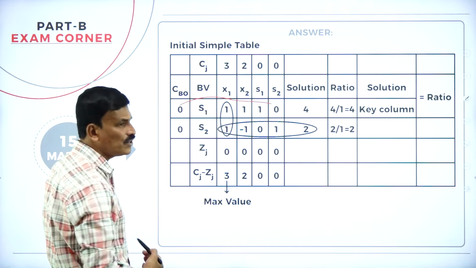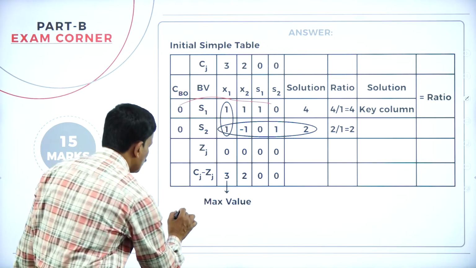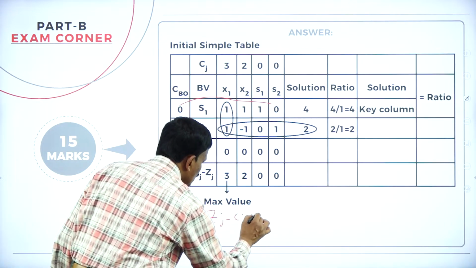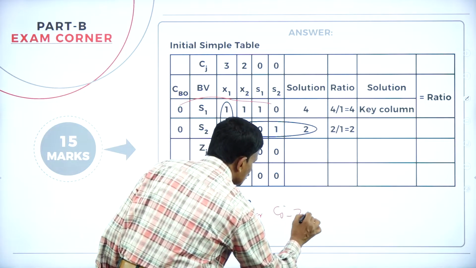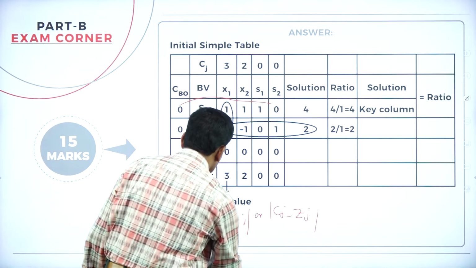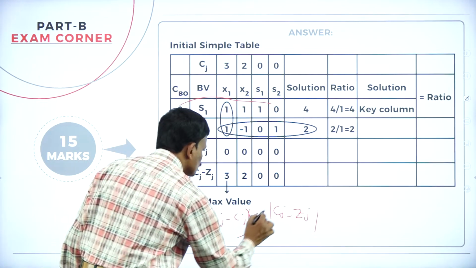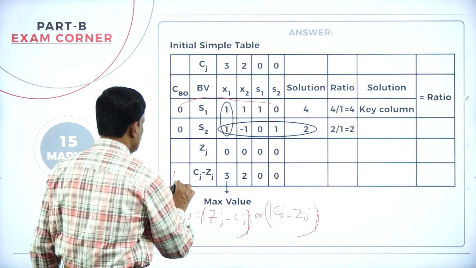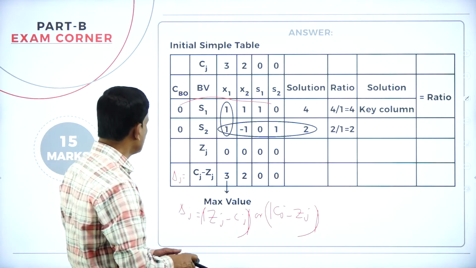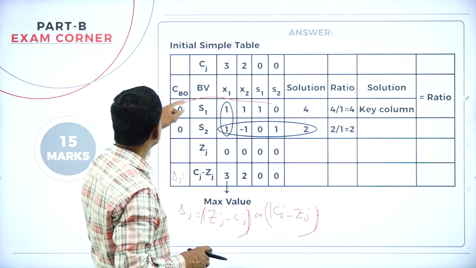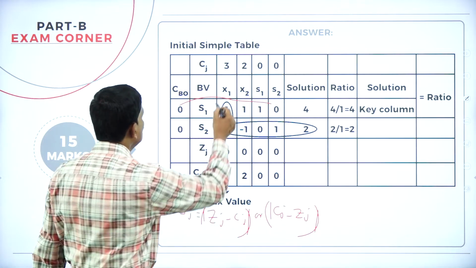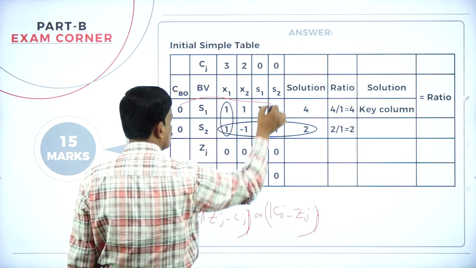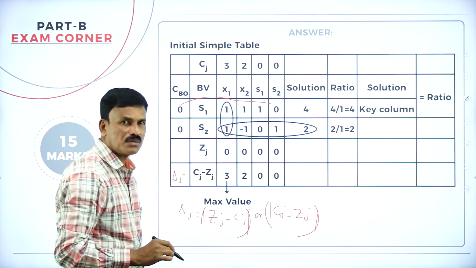Now find out Zj, so you can find out delta j. Delta j is equal to Zj minus Cj or Cj minus Zj. Here, Cj minus Zj, this is delta j. Delta j is equal to Cj minus Zj. What is Cj here? This is 3 minus 0, 2 minus 0, 0 minus 0. Here all the values are positive.